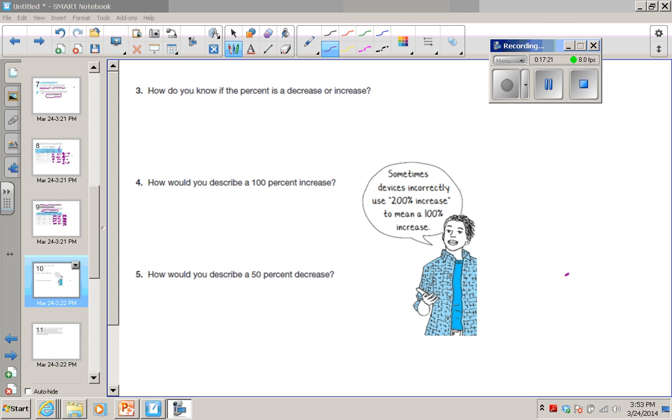If the original price or cost is less than the selling price or value, it is a percent increase. And if the original price or cost is greater than the selling price or value, it is a percent decrease. So I want you to think about and come up with some answers for 3, 4, and 5. Number 4, how would you describe a 100% increase?